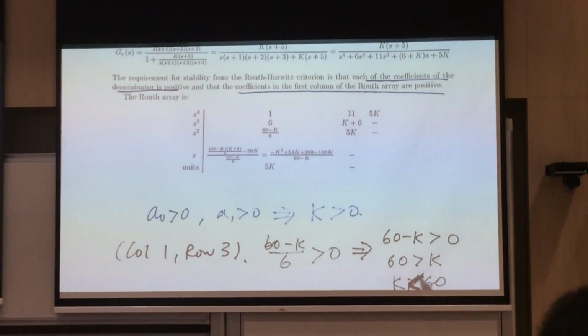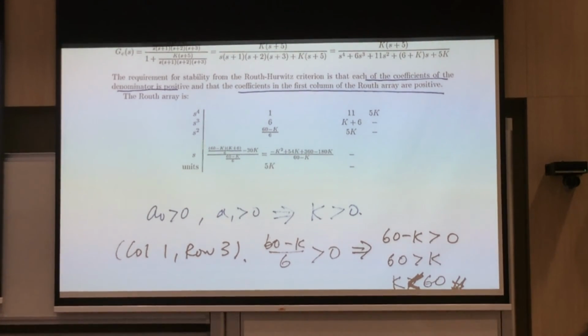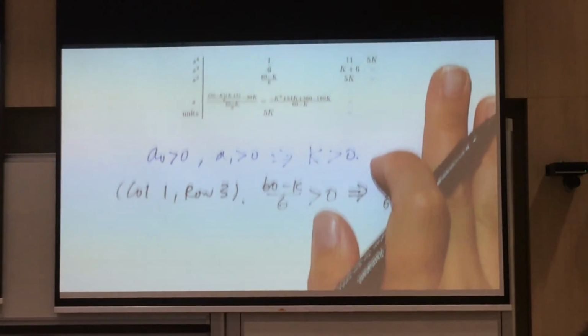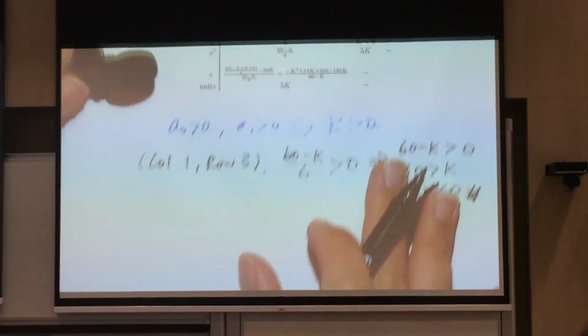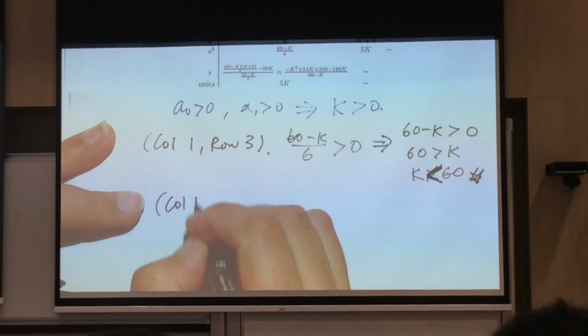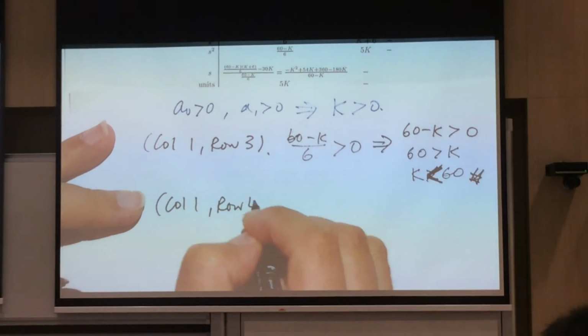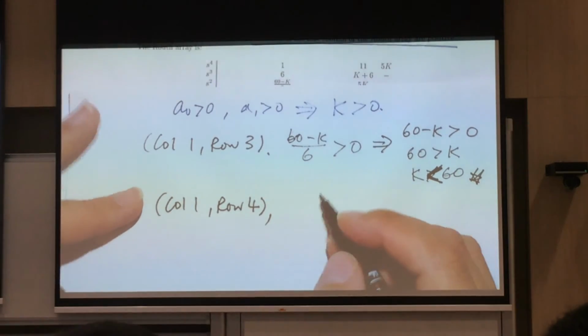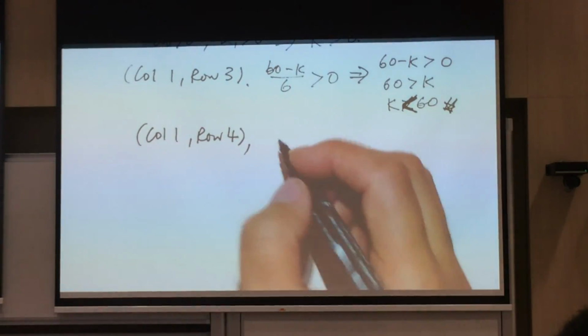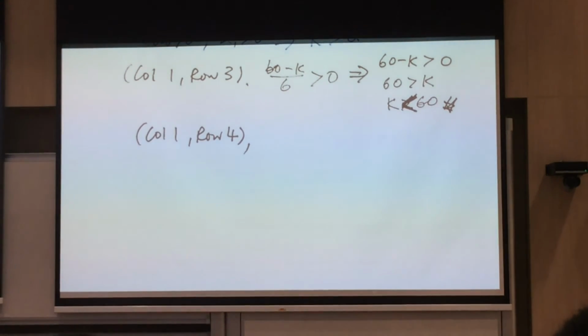Okay, so k must be less than 60. Next row. You want me to go through this? Yes. So can you please keep quiet because I can't focus with all this mumbling. Alright?